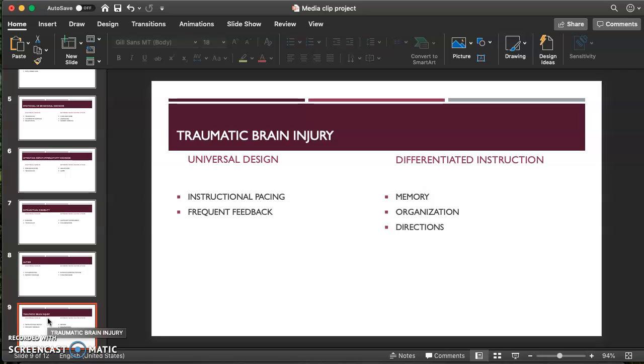For students with traumatic brain injuries, a good universal design would be instructional pacing. So, taking your time and giving them a chance to retain information and provide feedback, frequent feedback, stuff like that. Differentiated instruction for this would also focus on things that would help with their memory, their organization, and for them to follow directions better. So things that would stay around those.